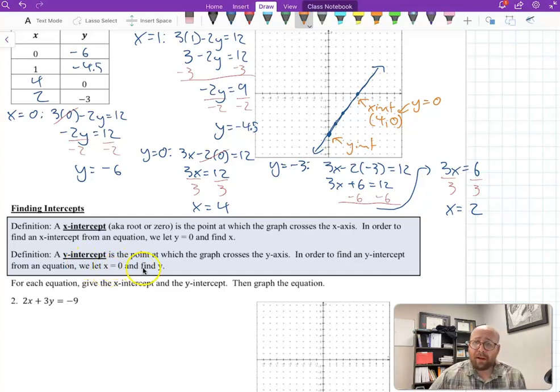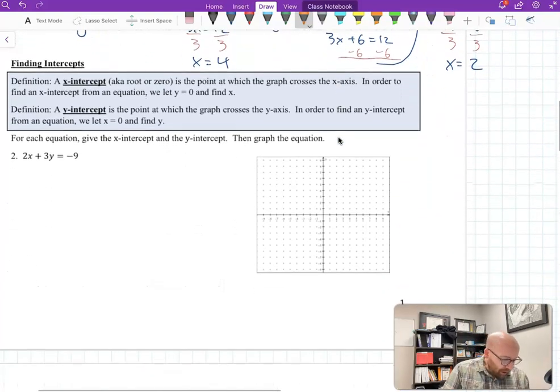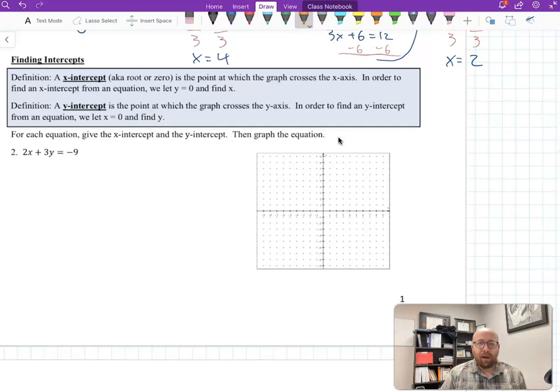Coming back over here to this point, the coordinates are 0, negative 6, where x is equal to 0. So letting x equal 0 and then solving for y will give you the y-intercept. This is a method that we can utilize to graph a line.